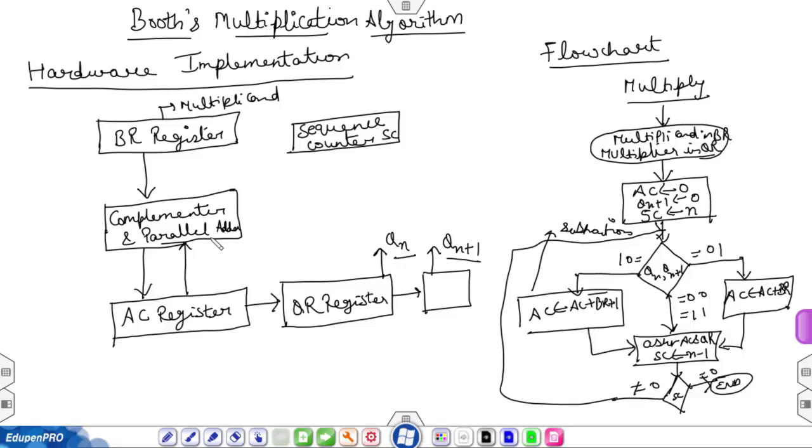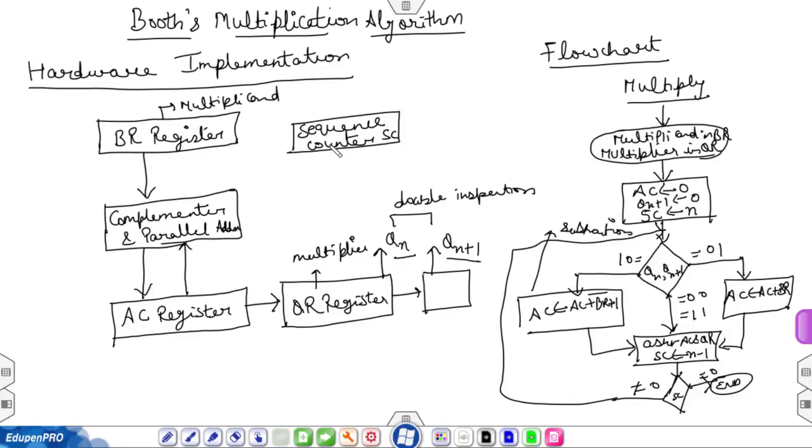Second is the complementer and parallel adder. The complementer and parallel adder are used to perform the operations for subtraction and addition. Third is the AC register. The AC register here is the accumulator register that is used to store the partial product result. Next is the QR register, which is used to hold the value of the multiplier. The rightmost bit is called QN, and this flip-flop is used to compare with the rightmost bit of the multiplier. That means double inspection will be done in this Booth multiplication algorithm.